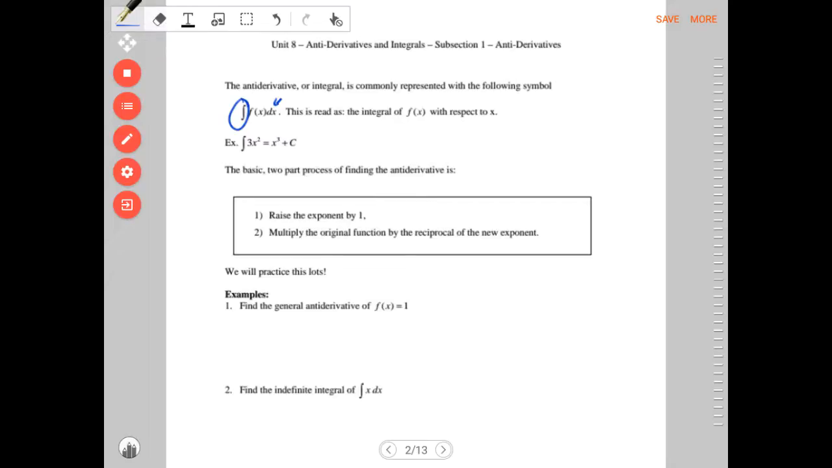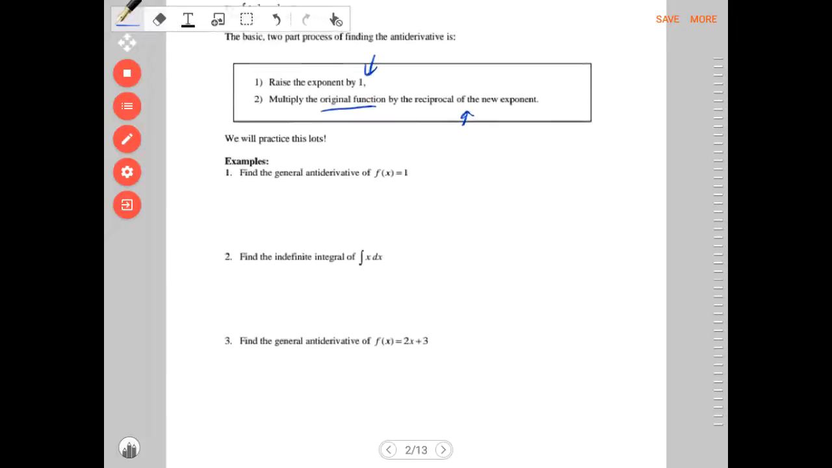So the basic two-part process of finding any antiderivative is: we raise the exponent by 1, and then we multiply the original function by the reciprocal of that new exponent. It's kind of like dividing by the new exponent, but multiplying by the reciprocal is usually a little easier. We're going to practice this tons, so let's get started.